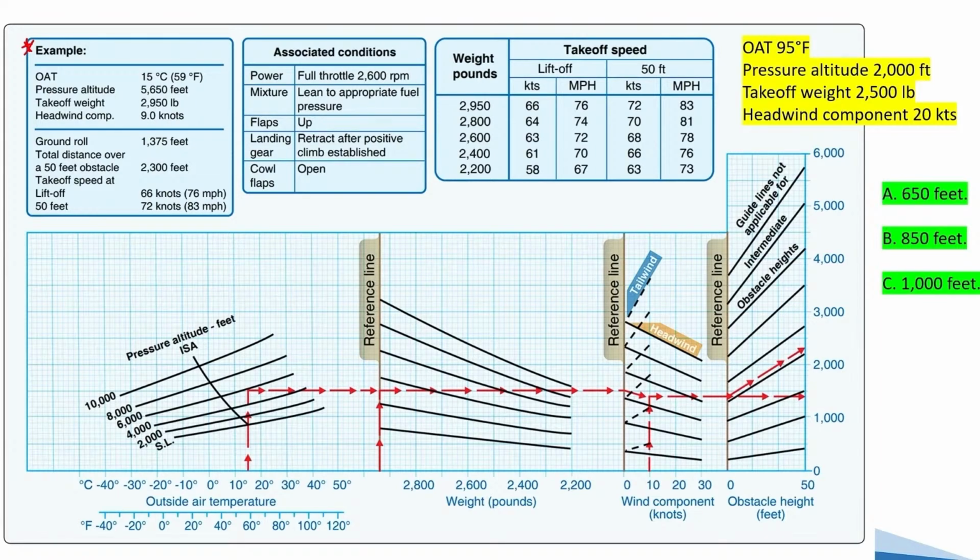That's the reason why some people prefer Cessnas over Pipers, just because the Pipers have these more complicated charts and the Cessnas are a little bit easier to use.